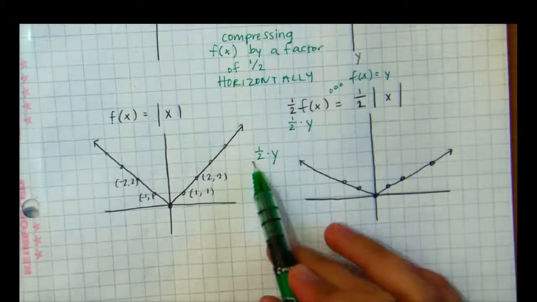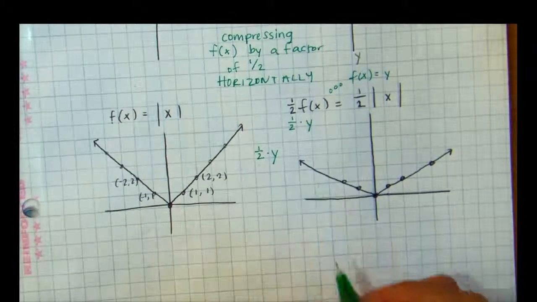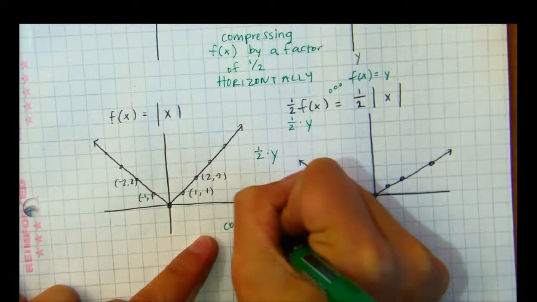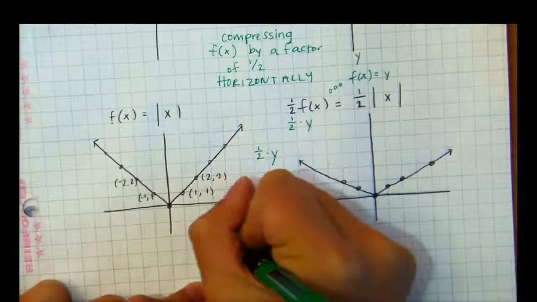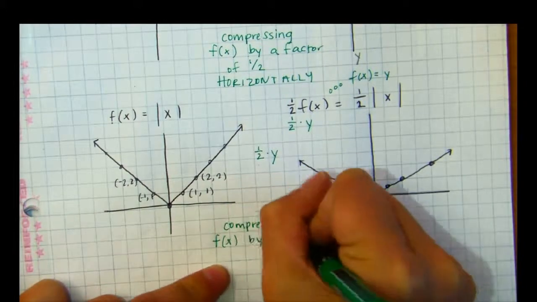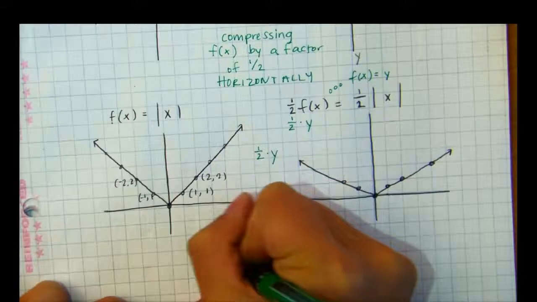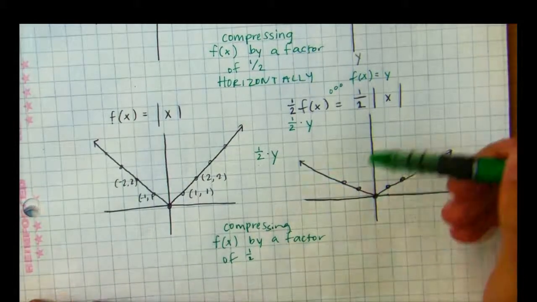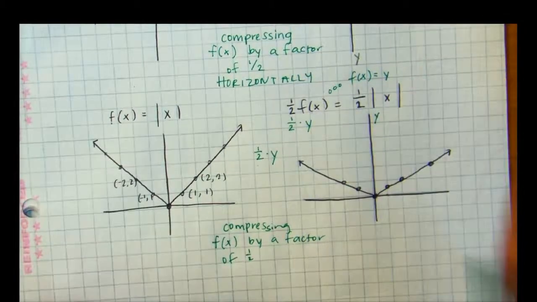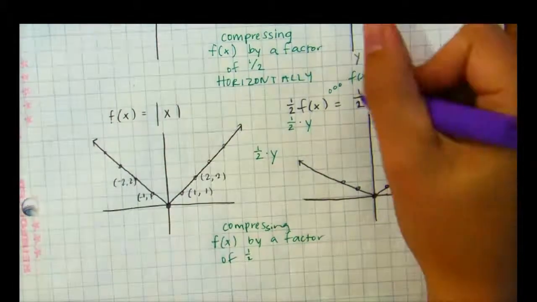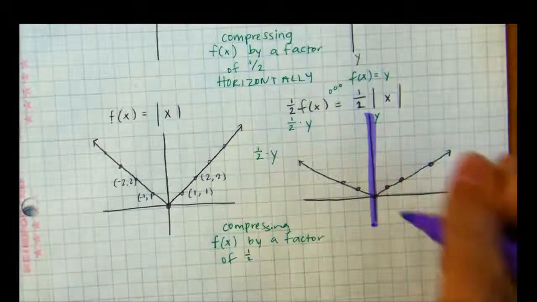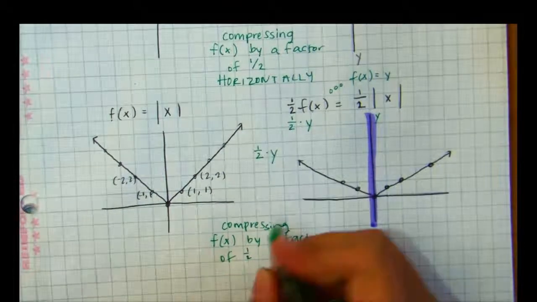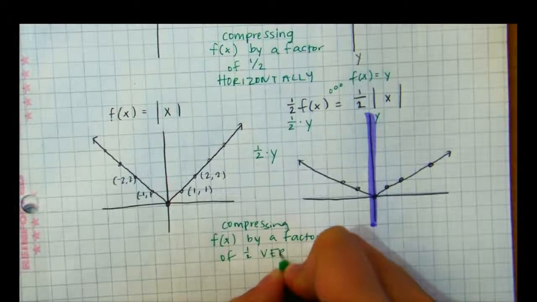Okay, again, because I'm multiplying my y values by 1/2, I'm compressing my function f of x by a factor of 1/2. But this time, what was affected was my y values. So this vertical axis is being affected. Since y is my vertical axis, this is being compressed vertically.